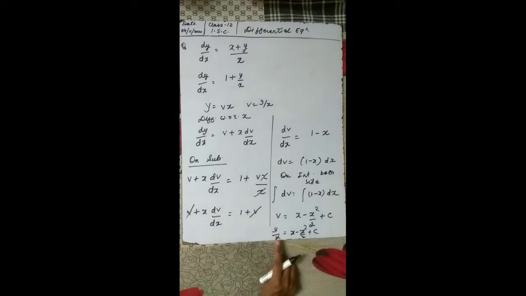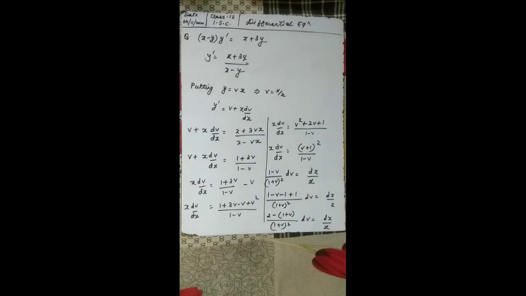Now take x to the other side, so y will be equal to x square minus x cube upon 2 plus cx. Okay, like this we have to do these exercise questions. Okay, so let's understand the next question.